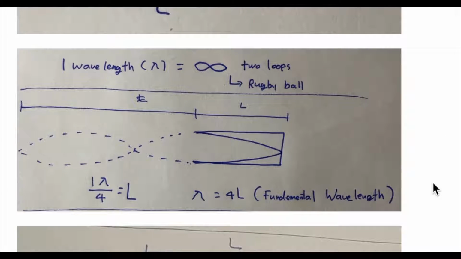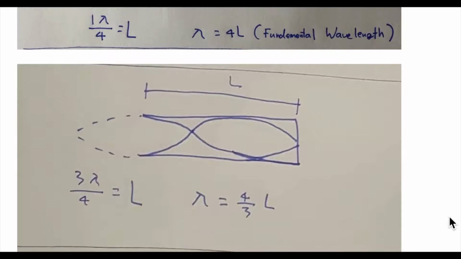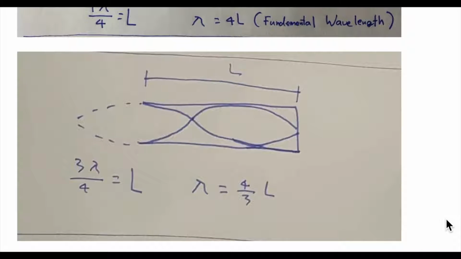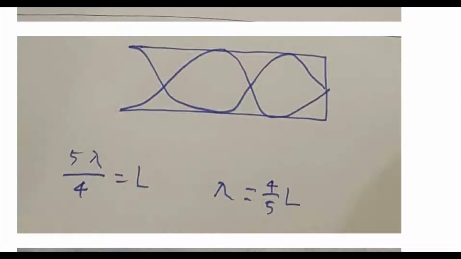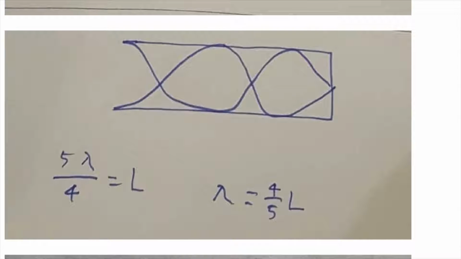Based on this drawing, we can tell the length of the pipe is equal to 1 lambda over 4, and we can say that lambda is equal to 4L, which is the fundamental wavelength. Based on this drawing, the length of the pipe is equal to 3 lambda over 4, so lambda is equal to 4L over 3. Based on this drawing, the length of the pipe is equal to 5 lambda over 4, so lambda is equal to 4L over 5.